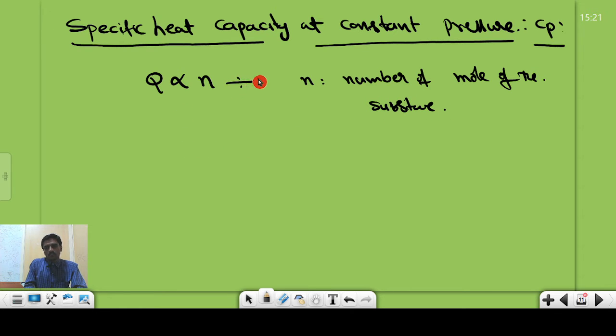Now, this is the first condition. Again, the heat required to raise the temperature of the body depends upon the change in temperature of the substance. So the other one is delta T, which is equal to the change in temperature of the substance.